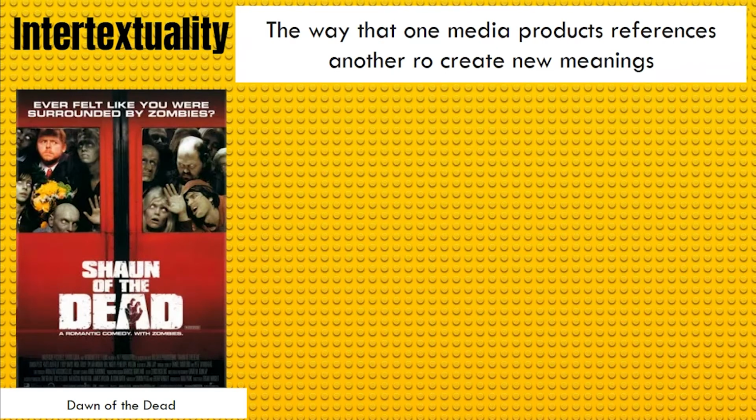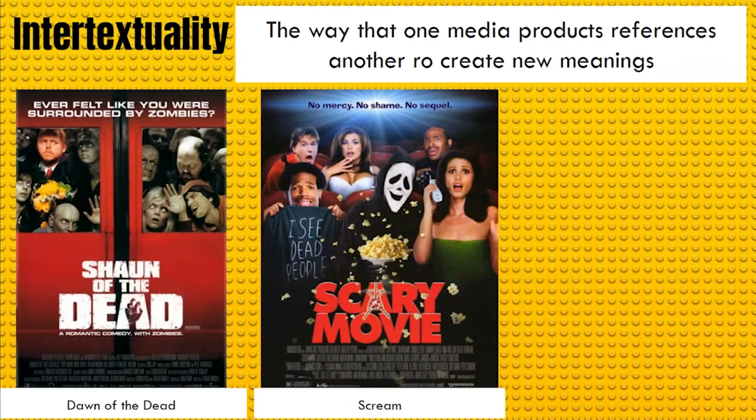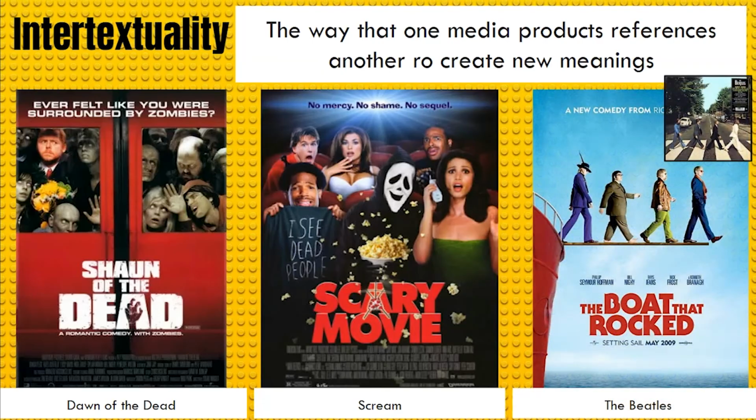We have Shaun of the Dead, which is referencing an 80s movie called Dawn of the Dead, Scary Movie, which is a comedic take on the movie Scream, and The Boat That Rocked, which has placed the characters in the same position as the iconic Beatles album Abbey Road, which of course then tells us that this movie is probably going to be about a music band.